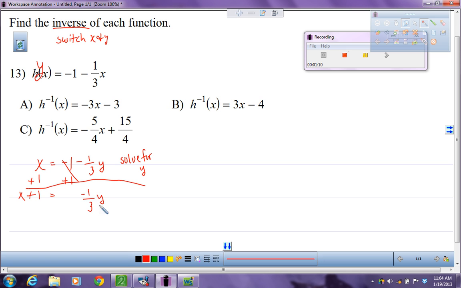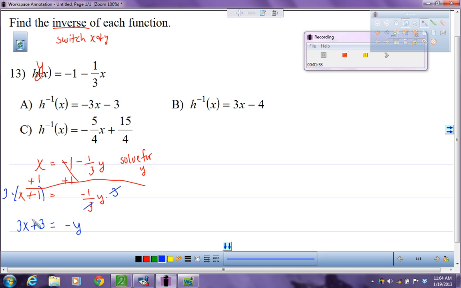Since I'm multiplying these and the 3 is dividing, I could say, you know what, the opposite of dividing by 3 is multiplying by 3, so that they can cancel out. But then I have to multiply this by 3. When I say this, I mean the whole thing, not just the x, but the x and the 1. So here I end up with 3x plus 3 equals -1y. I can just leave it as -y.